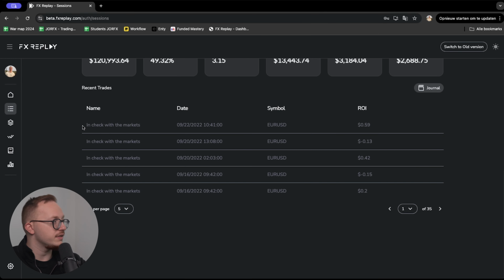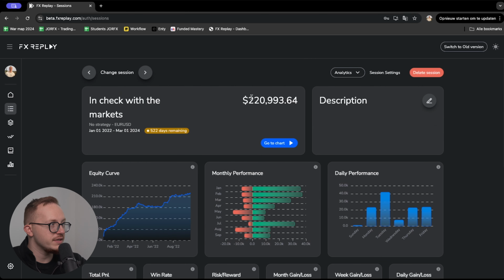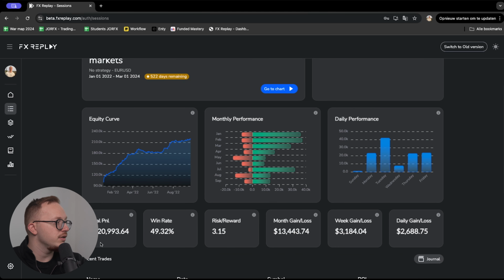Now, if you go into the sessions, you can see right here, this is one of the recent sessions I've been trading. You see the overall P&L. It's 220k. I started with a 100k account. It's 120 up. You can see right here the total P&L 120. The win rate is around 50% with a 3 risk to reward on average. The monthly gain or loss is around 13.4k. The weekly gain or loss is around 3.1k, and the daily gain or loss is around 2.6k.